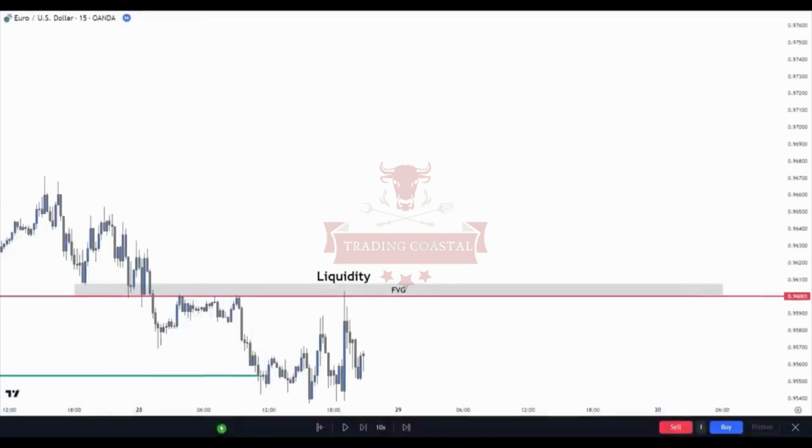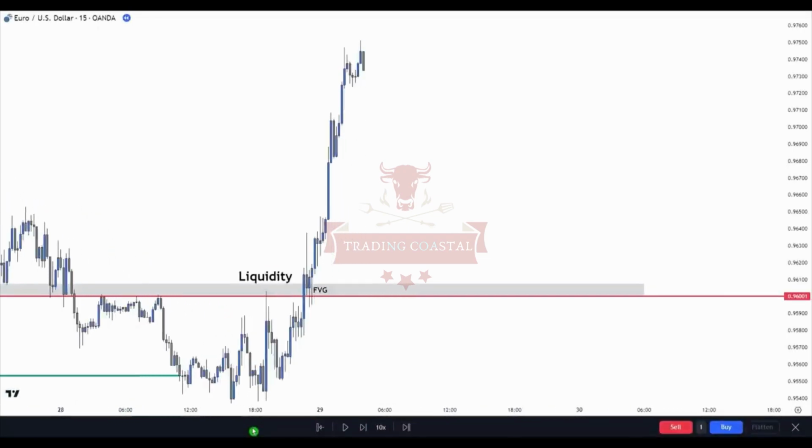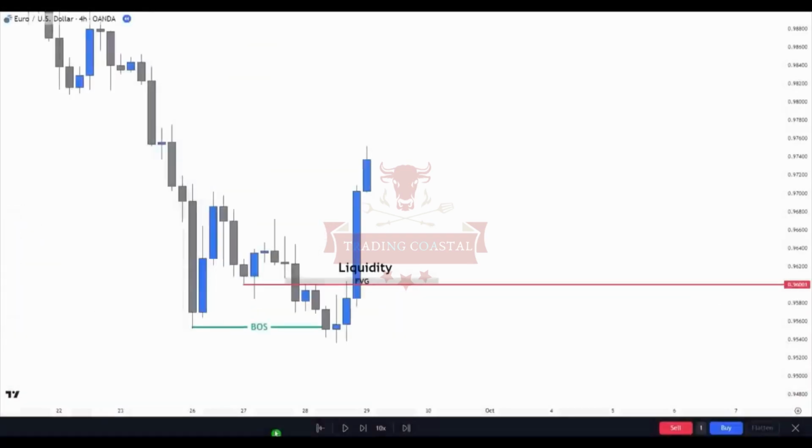So we zoom into 15 minutes time frame and wait for the price to make a change of character to confirm the short entry. But as you can see, we have no change of character due to massive bullish pressure, so we won't have any short trades. So let's get back to the 4-hour chart.